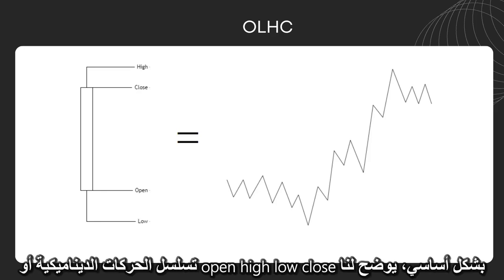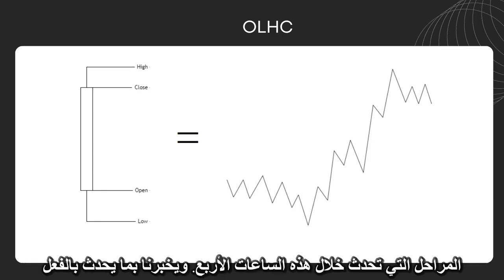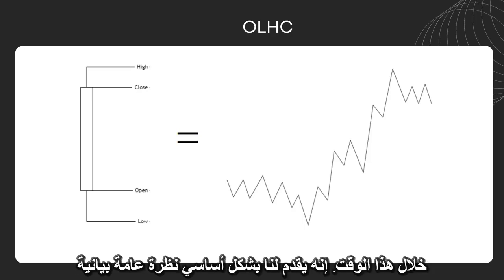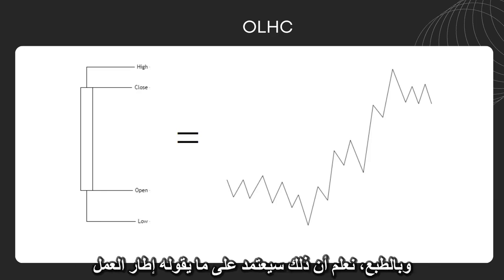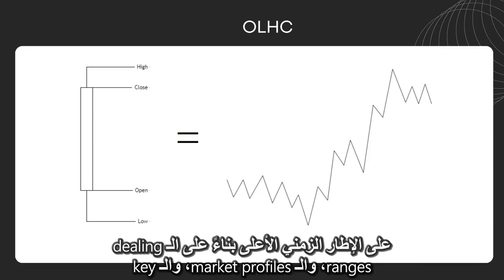So basically, open, high, low, close shows us the sequence of the dynamic moves or phases which occur during these 4 hours, and it tells us what actually happens during this time. It gives us a graphical overview of the whole sequence that occurs during this particular time. And obviously, that's going to be dependent on what the higher time frame framework is saying, based on daily ranges, market profiles, and key levels.